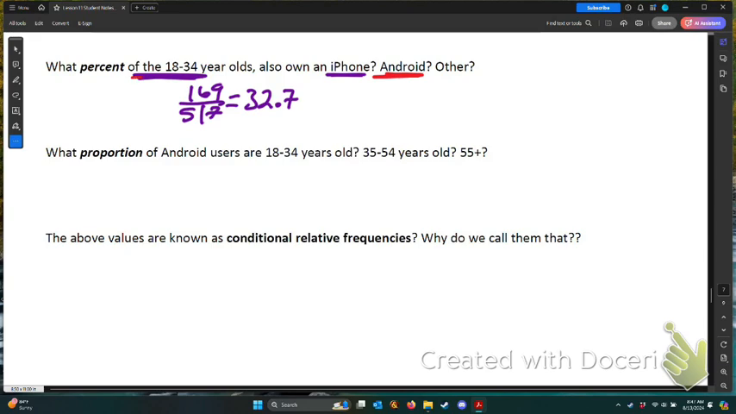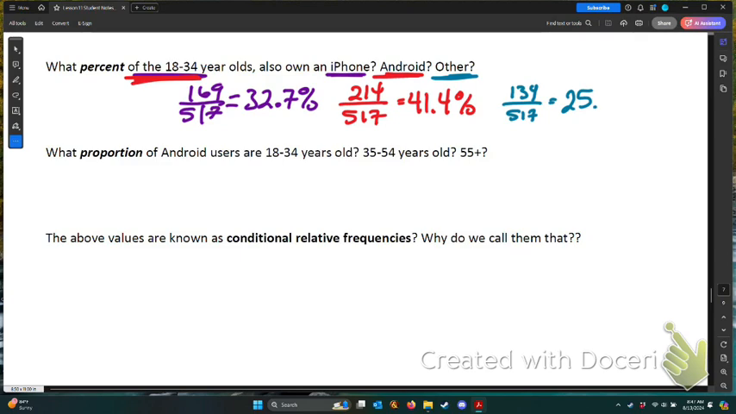All right, what percent? What is 169 over 517 as a percent? 32.7. Okay, cool. Now, Android. Again, what percent of 18 to 34-year-olds also own an Android? 41.4%. So this is going to be 214 out of 517, which is 41.4%. Okay, cool. And then other, what percent of 18 to 34-year-olds also own other? So that would be 134 out of 517, which is 25.9%.